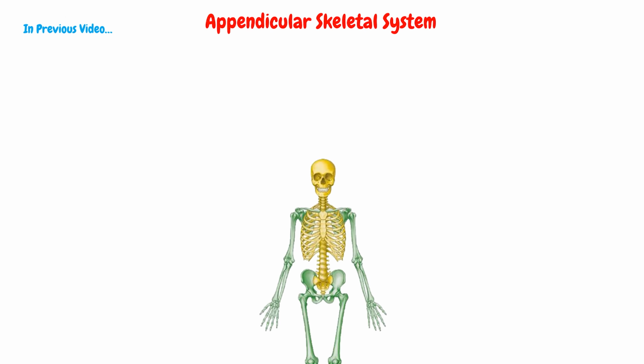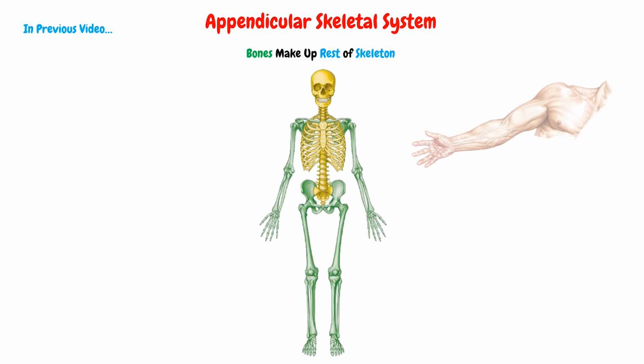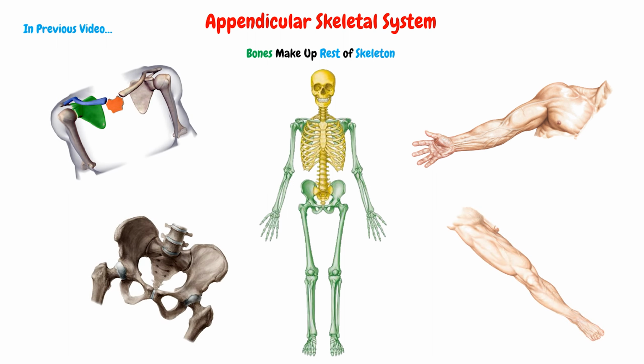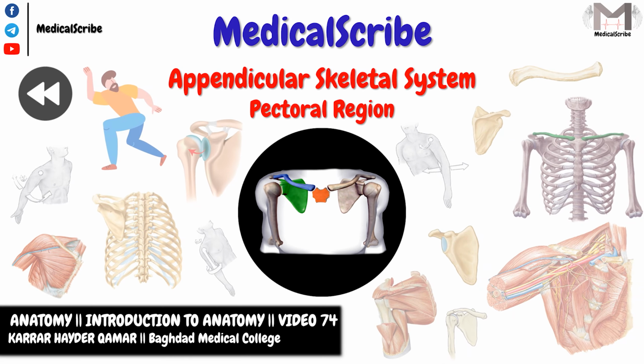In the previous video, we began with the appendicular skeletal system. We explained its general meaning. Then after that, we talked about the bones of its regions in general. And we said that every region will be explained with more details in the upcoming videos. So today, our talk will be about the pectoral girdle.